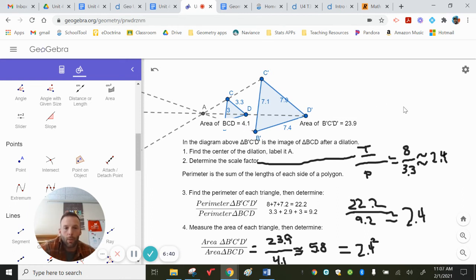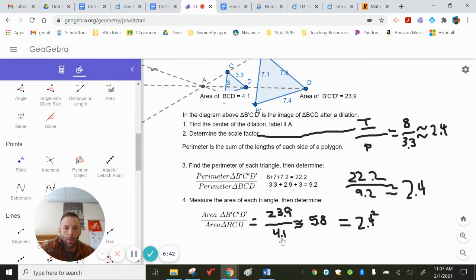So if I measure that in a ratio, 23.9 divided by 4.1 is about 5.8. And what's significant about 5.8 is that it is actually the scale factor 2.4 squared. 2.4 squared is 5.8, and that's not a coincidence on account of area being dimensions squared, or squared units, whereas perimeter and lengths are just units.